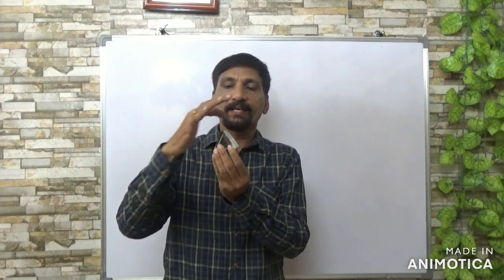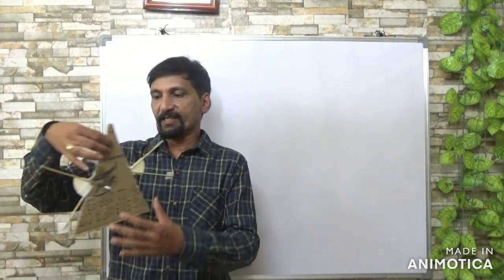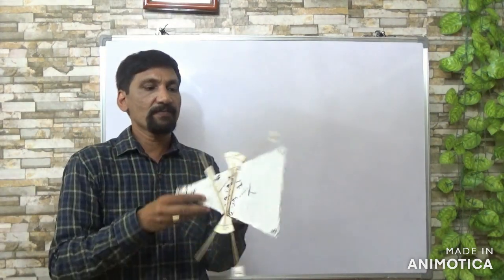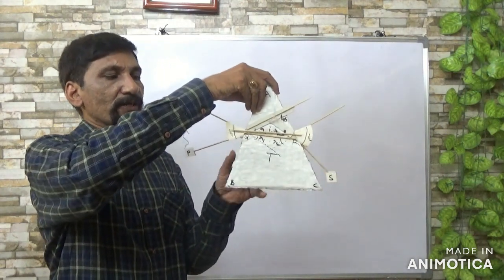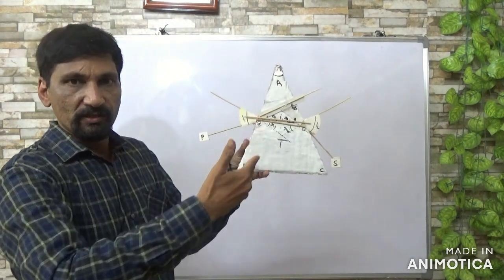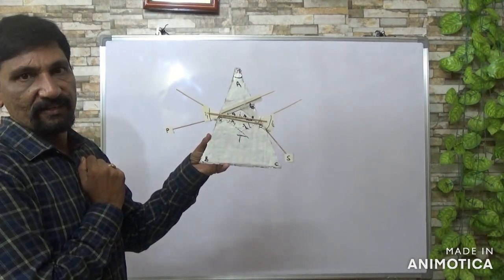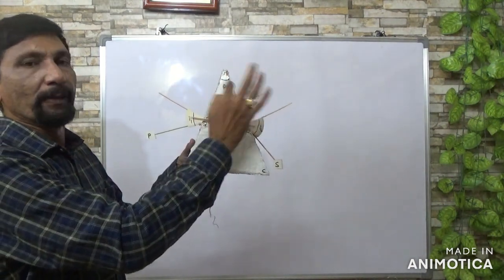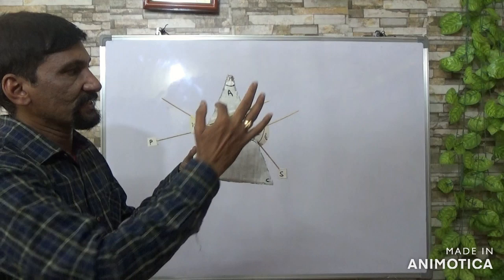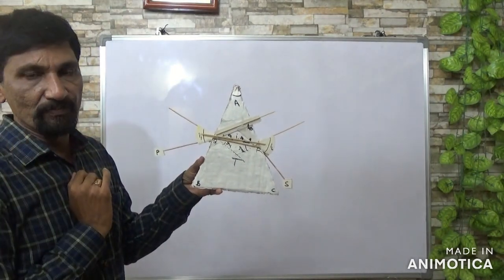So just imagine that you have cut a triangular slice from this prism. That is called the principal section of the prism. See, this is the principal section of the prism. So this is one refracting surface, and this is another refracting surface. The angle between the refracting surfaces is equivalent to the angle of prism, right?